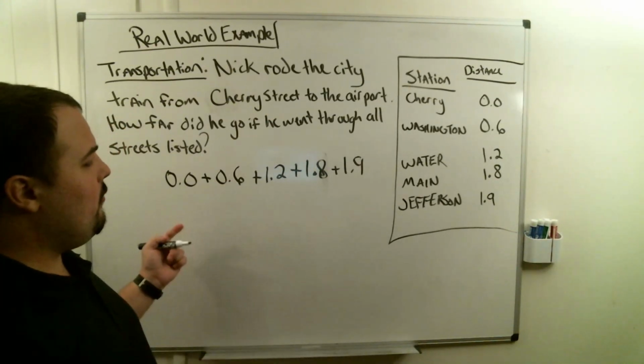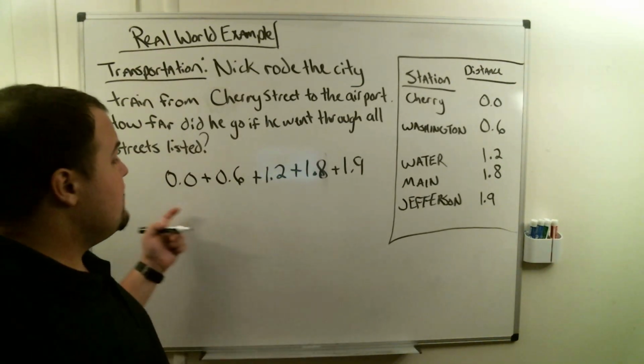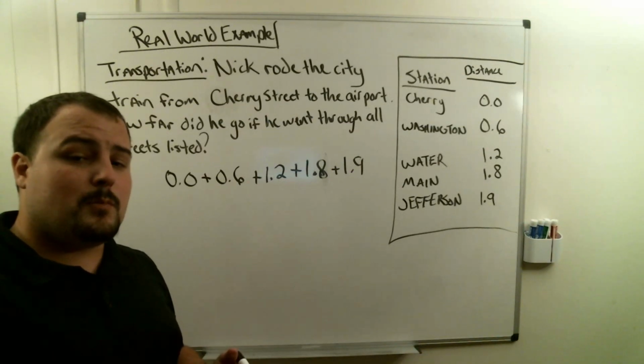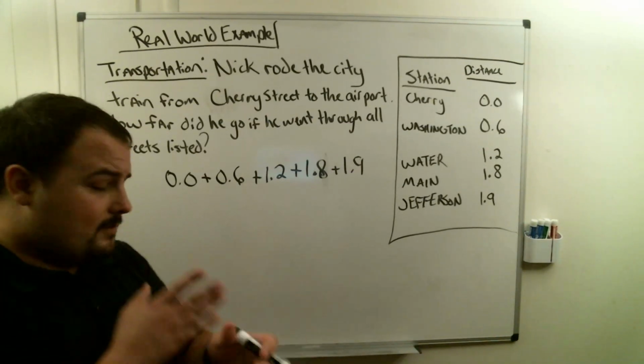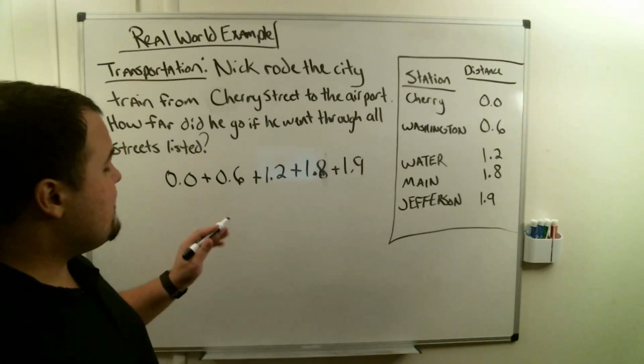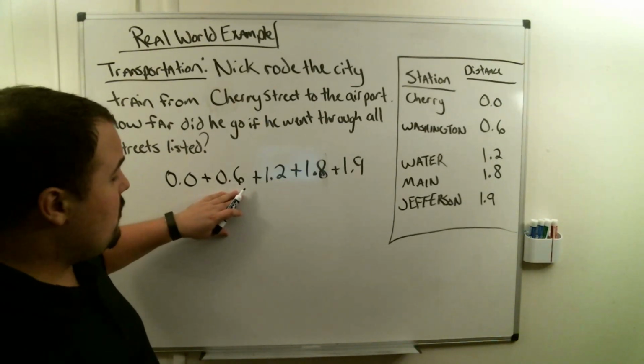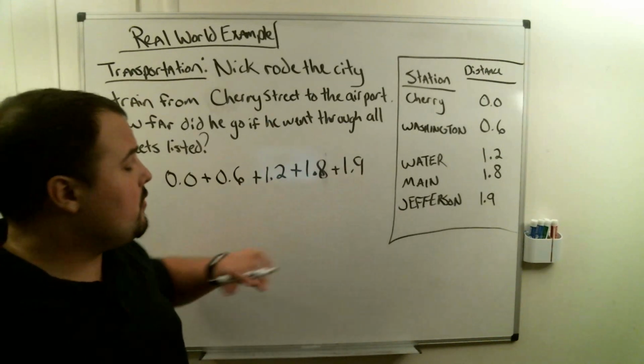If we were adding these up, this might seem difficult for some to just do without a calculator. So what we are going to do is apply the commutative property. Now remember, commutative property only applies if everything's multiplying or adding. You can move things around. So since everything is adding, we're going to put 0.6 with something that might work well with it. So 0.6, I'm going to put with 1.9.